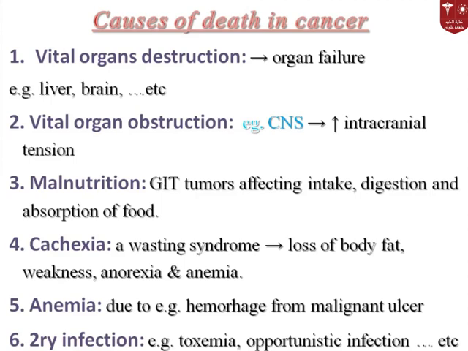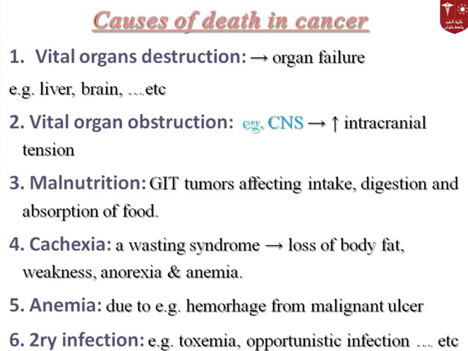Also, tumors interfere with digestion and absorption of food, especially if they arise in the gastrointestinal tract, which is, I think, pretty reasonable, right? So they cause malnutrition, which may aggravate the cachexia, right? And the weakness and the loss of power inside the body.